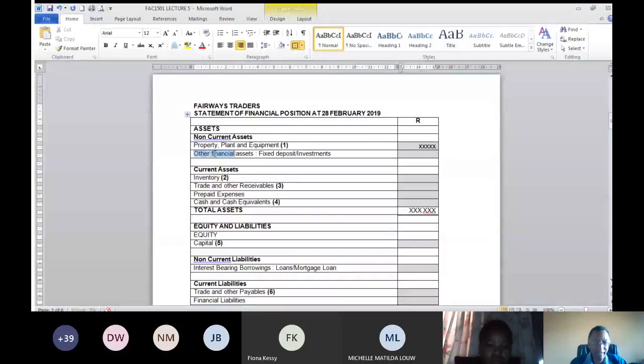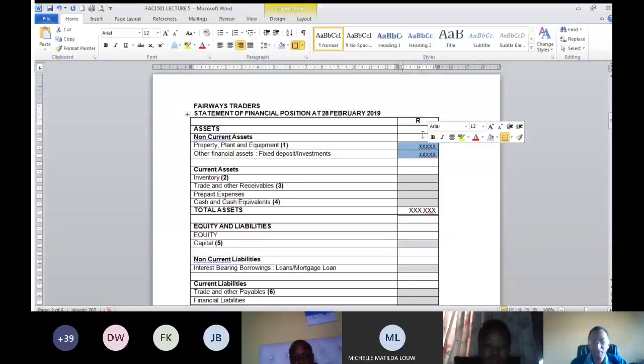Then we have got other financial assets. If you've got any fixed deposits, you will have to put that there as well. So your non-current assets will consist of your property, plant, and equipment and your fixed deposits, and you add that up, and that will give you your non-current assets.